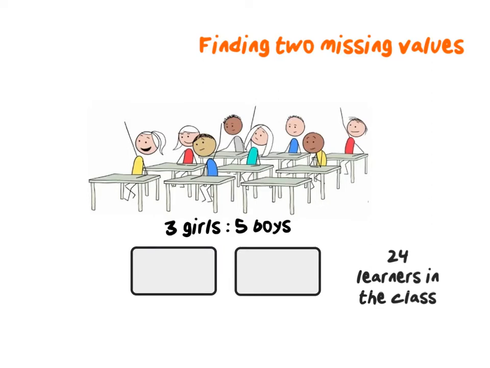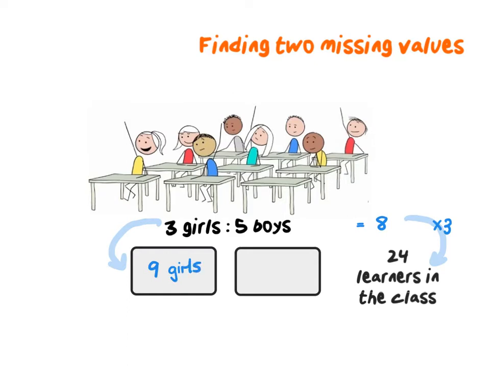If there are 3 girls and 5 boys in this class, it means that there are 8 learners in total. But they tell us that there are not 8 learners, there are indeed 24 learners. So exactly what we did with missing value, we can also do here with sharing. So on the right-hand side, we see that there are indeed 3 times more learners in this class, which means there needs to be 3 times more girls in this class. That will give me an answer of 9 girls.